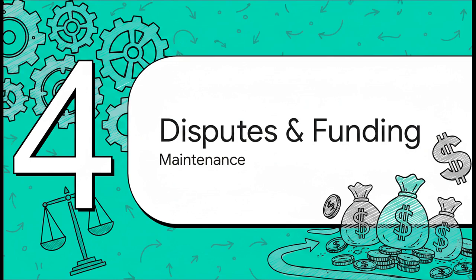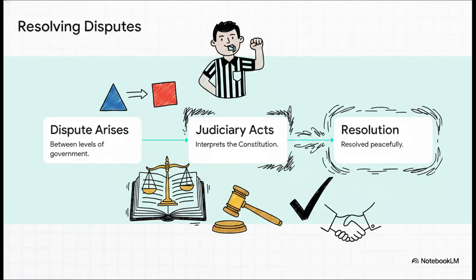Section 4, resolving disputes and funding. This is the maintenance part of our structure. Let's be real, even with a perfect blueprint and crystal clear rules, humans are involved. So what happens when things go wrong? Think about playing a sport. You have the rules written down, you have the 2 teams, but you still need a referee, right? That is pillar number 5, an independent judiciary.